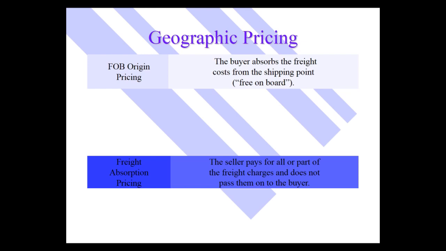That's why freight absorption pricing is often called FOB destination pricing. So FOB origin, the title changes hands at the point of origin, and the buyer absorbs the freight. FOB destination, the title doesn't change hands until it gets to the destination, and the seller pays the freight. Those are the major pricing tactics to be aware of.